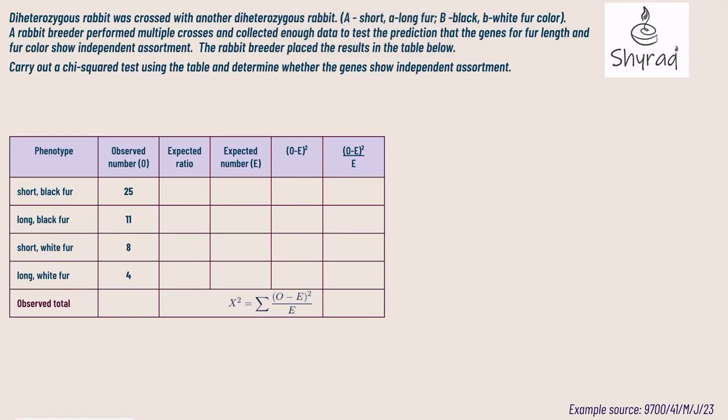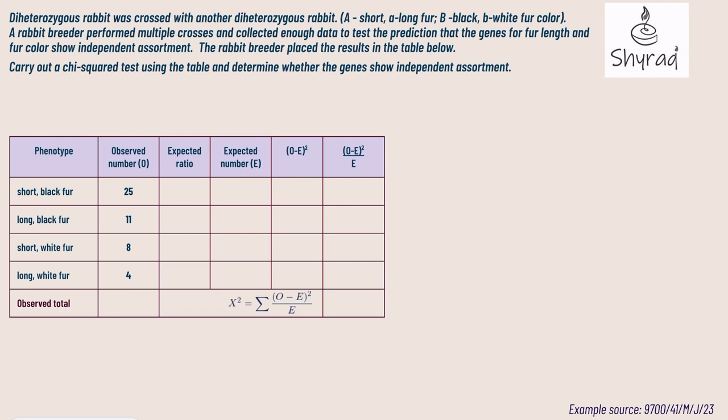A diheterozygous rabbit was crossed with another diheterozygous rabbit. A rabbit breeder performed multiple crosses and collected enough data to test the prediction that the genes for fur length and fur color show independent assortment. The rabbit breeder placed the results in the table below. Carry out a chi-square test using the table and determine whether the genes show independent assortment.